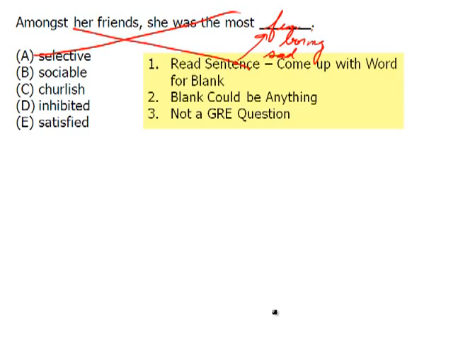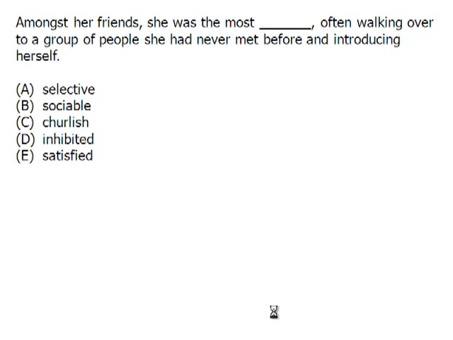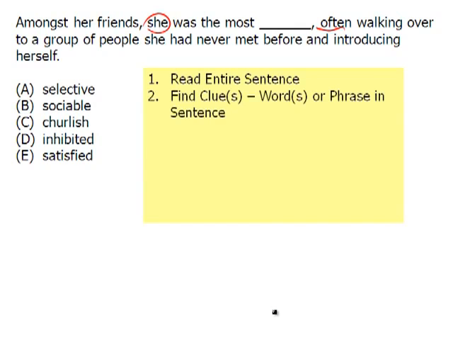So, gone. Why? Well, GRE text completions will always have a part of the sentence that tells you what the blank is about, such as, voila, after the comma, starting with "often," we now can learn a little bit more about the "she." "Often walking over to a group of people she had never met before and introducing herself." So we read now the entire sentence, and we're going to come up with our own word here once we have found what I call the clue.